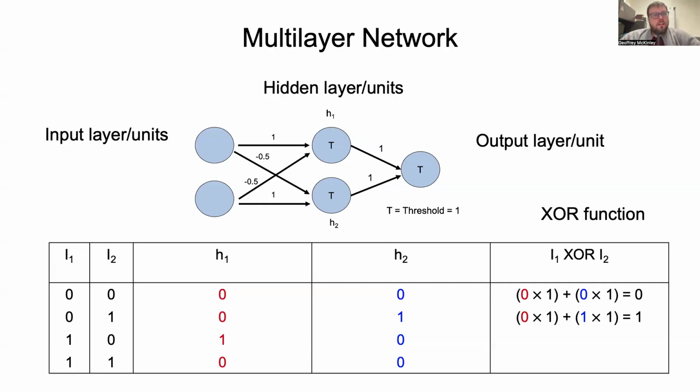So if the output of H1 is zero, and the output of H2 is one, then zero times one plus one times one is one, right? And then you do the same thing here, but now the expressions are reversed. So one times one plus zero times one equals one. And then the inputs to the output unit are going to be zero times one plus zero times one equals zero.